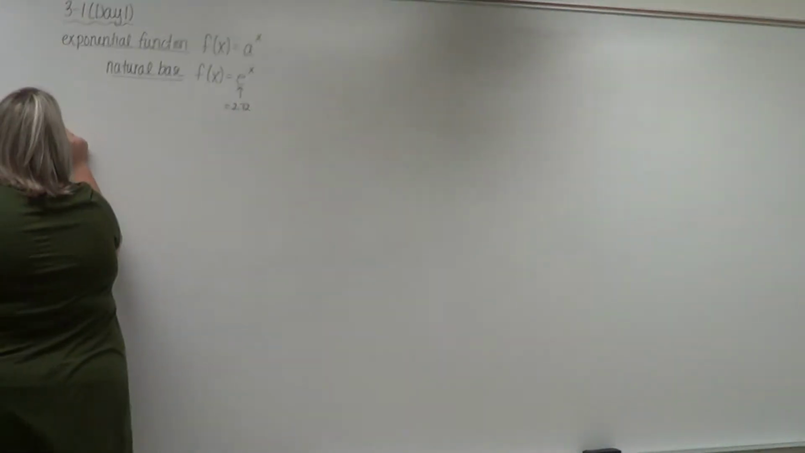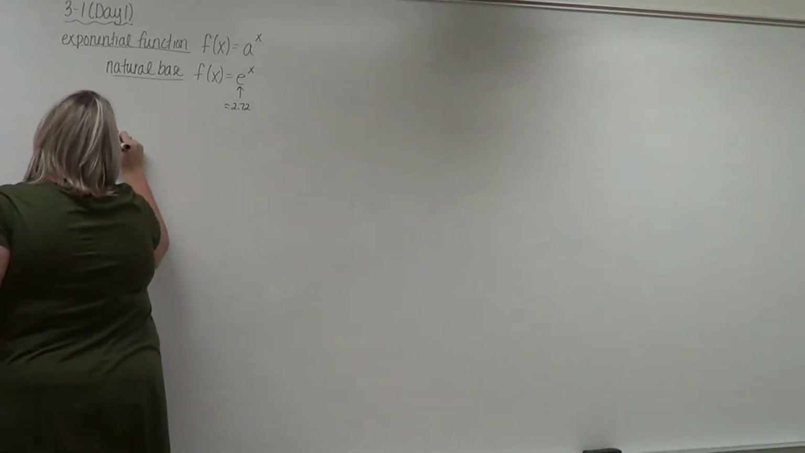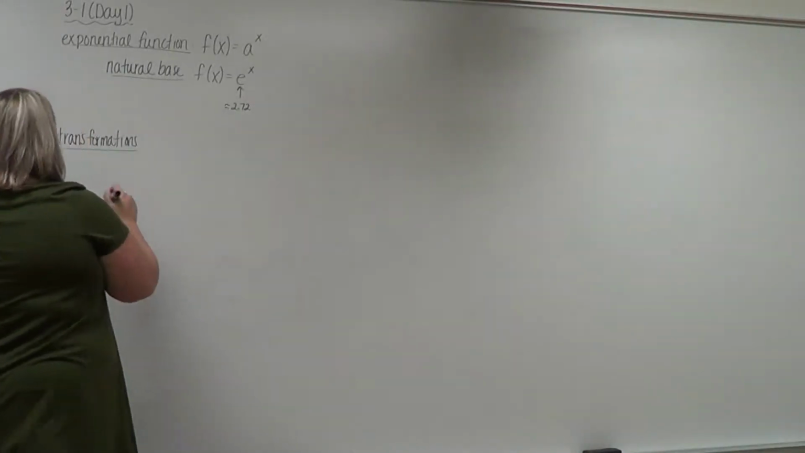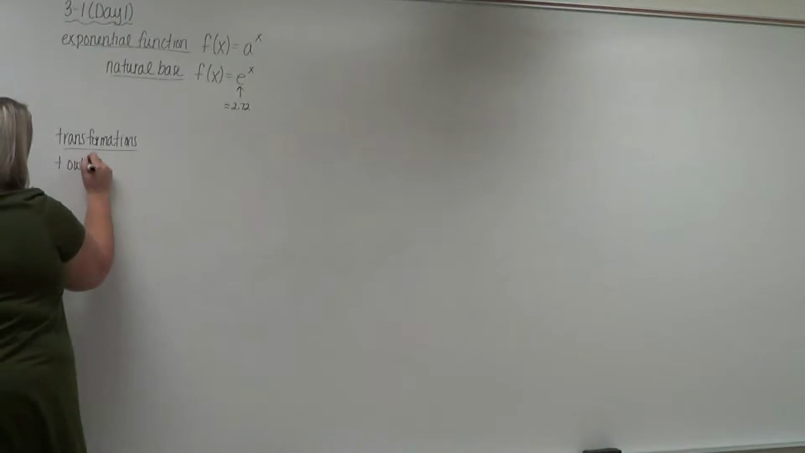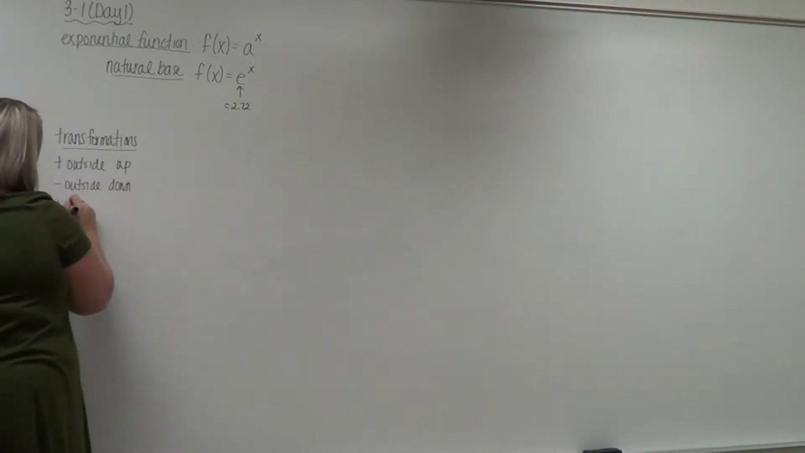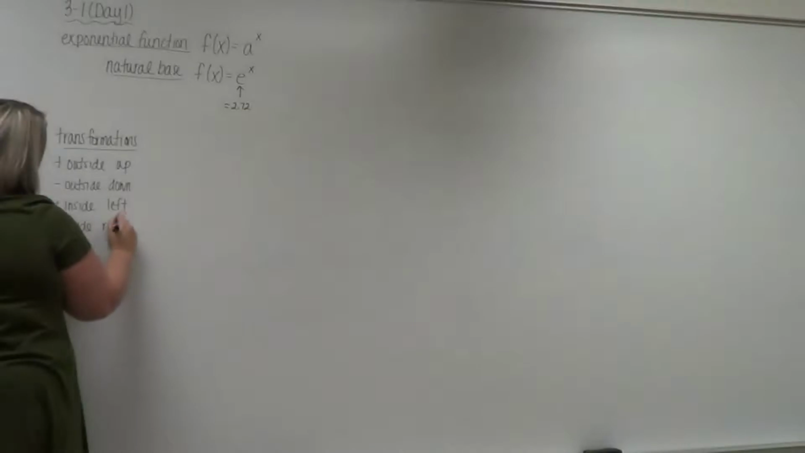Okay, and then we have to remember our transformations. These are the same transformations for every single graph we've done this year. So if you're adding on the outside, not in the exponent, the graph moves up. Subtracting on the outside, the graph moves down. Adding on the inside, the graph moves left. Subtracting on the inside, the graph moves right.